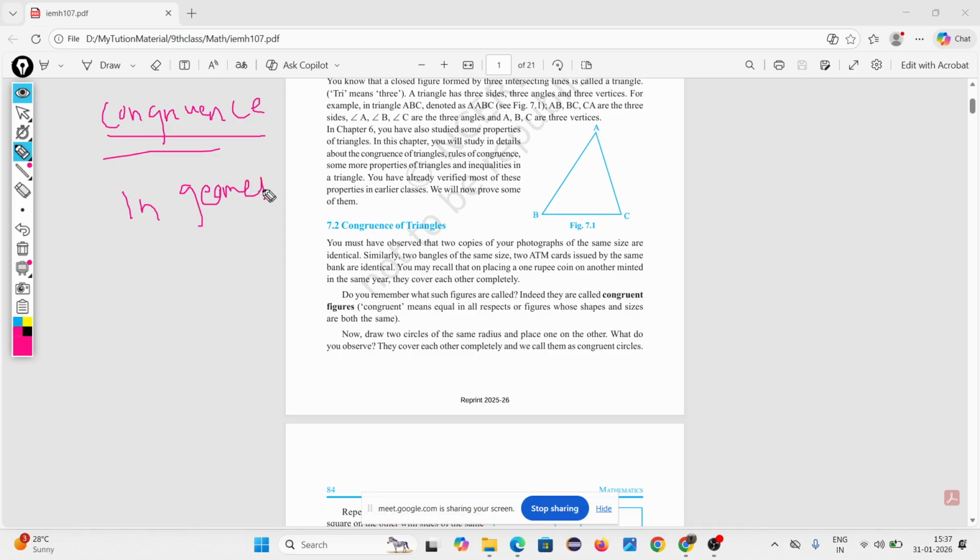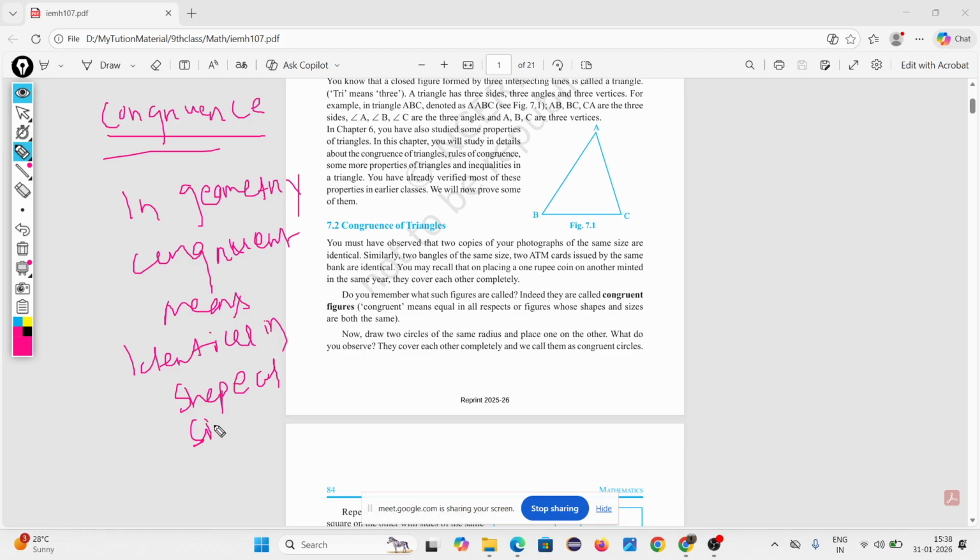In geometry, congruent means identical. Identical in shape and size. What is the meaning of identical? Same, equal.